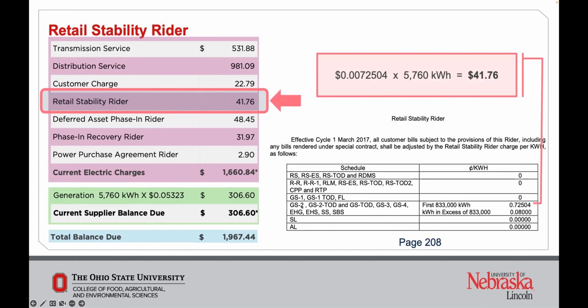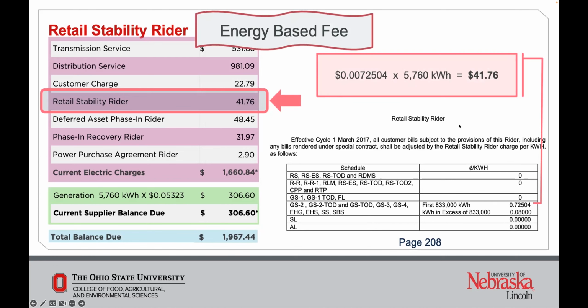This is a general service secondary, or GS2, rate. And you can see we're charged 5.25 cents per kilowatt hour for the first 833,000 kilowatt hours, which obviously we didn't use more than that in this instance. And so you can see if we do the math there, that's where our $4,176 is coming from. And once again, just as a reminder, this is an energy-based fee. So it's based on the total number of kilowatt hours over that billing period.